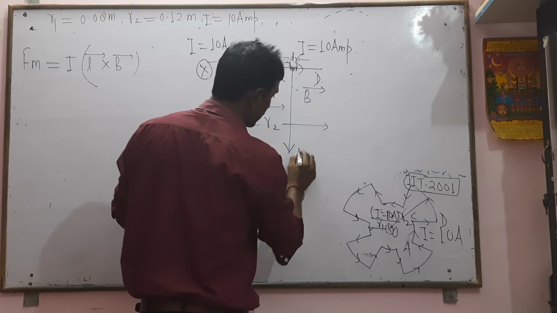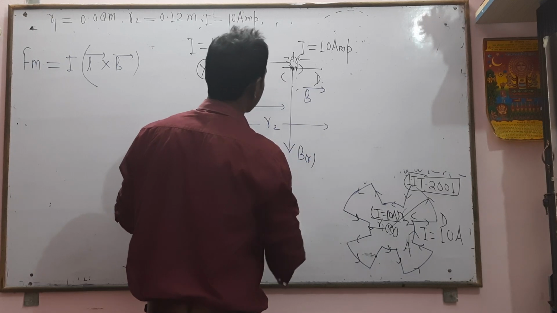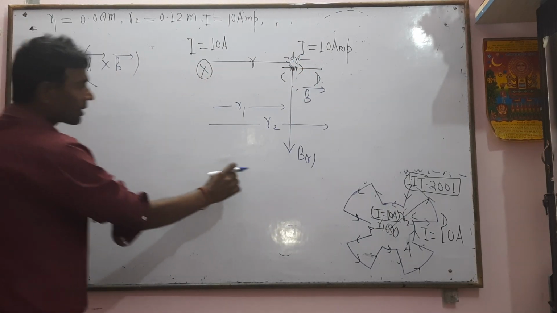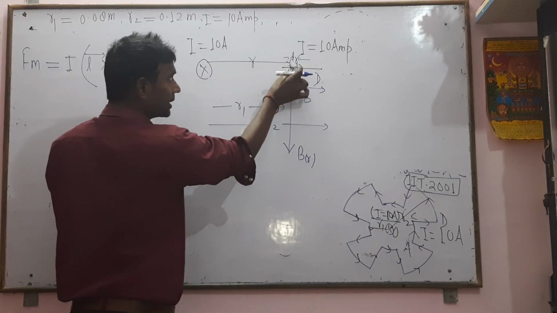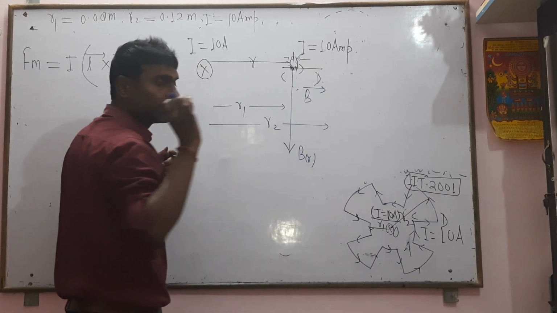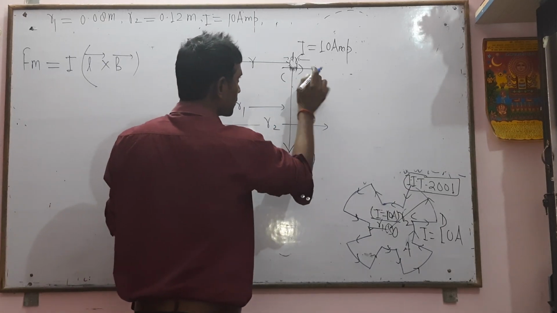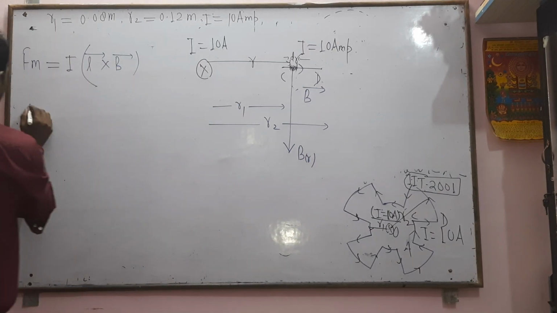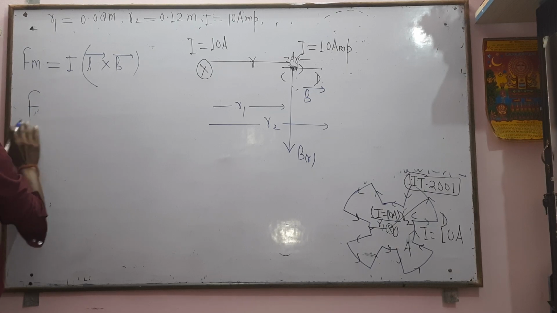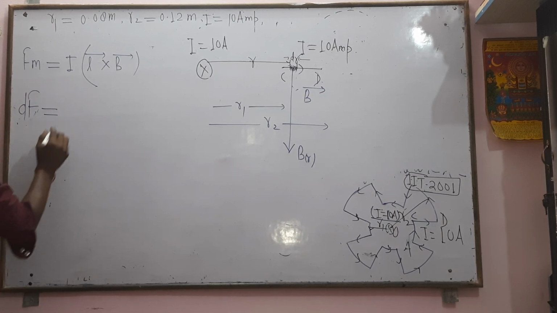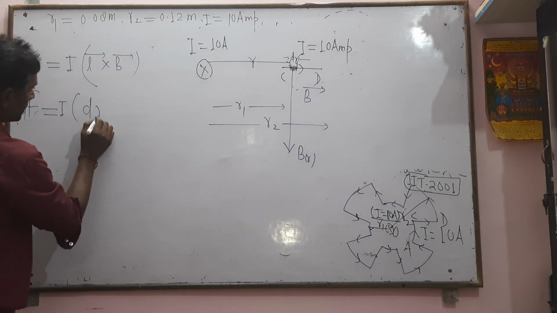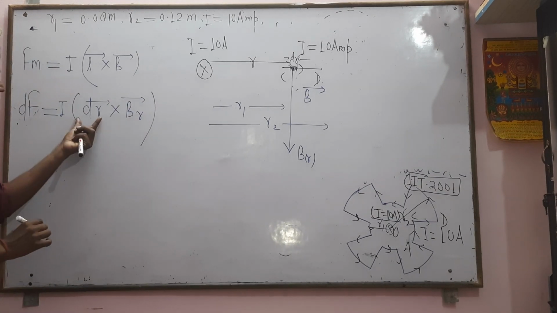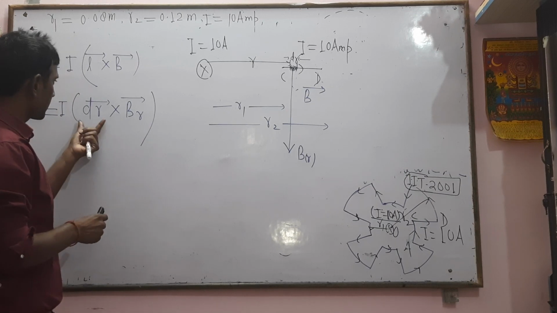Let us suppose this is the magnetic field due to r. This is the small part, the dr length. The magnetic field is downward and the dr length is rightward, along the current, since the current is going from C to D. So the magnetic force dF equals current I into dr vector cross B(r) vector.